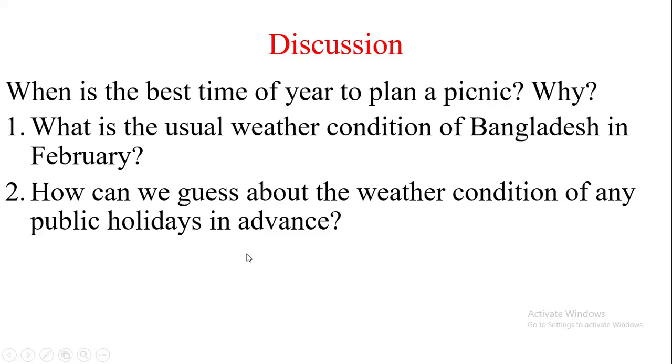From climate, we can guess the weather condition of any public holidays in advance because climate is based on the weather of an area or region. It also tells us what period of the year will have what weather, so we can easily guess the weather of a particular place and time in advance. Actually, weather is always variable, and that's why in some cases the weather condition guessed in advance may not be true.